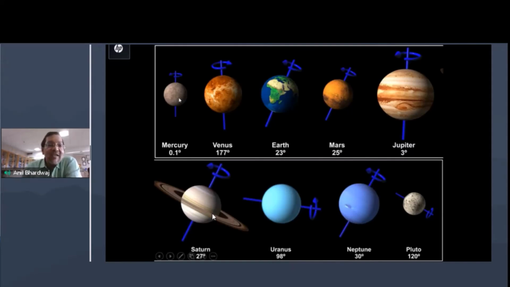Now look at Mercury, which does not have any tilt, almost zero. And look at Venus, 177 degrees. That means it is ultra retrograde. It is moving in a reverse direction compared to any other planet in our solar system. So we have tilt, which shows that all planets have their variabilities.